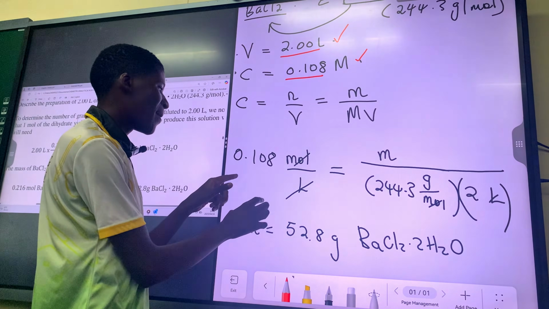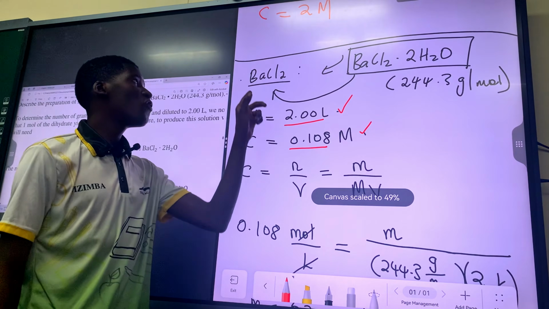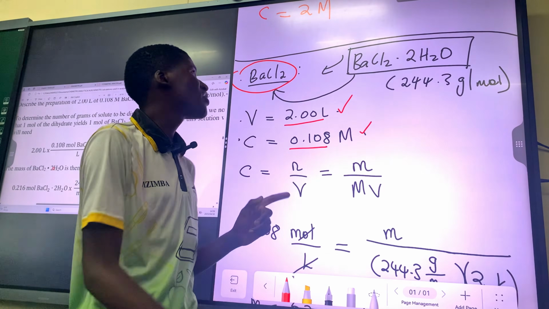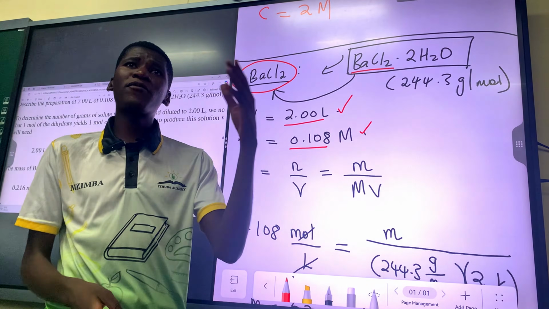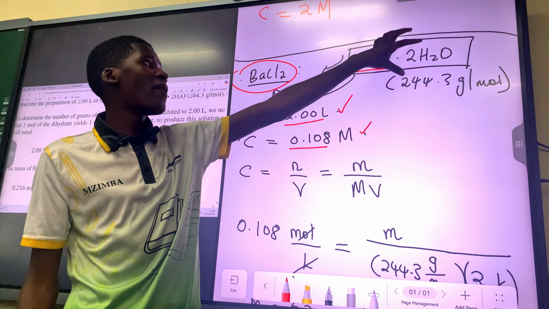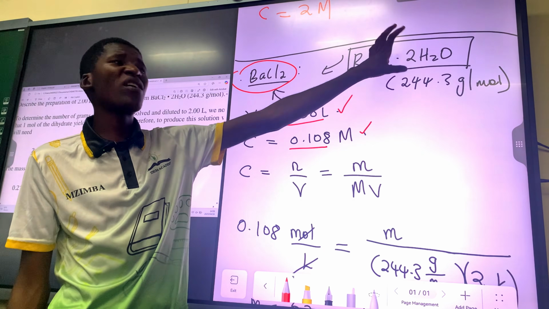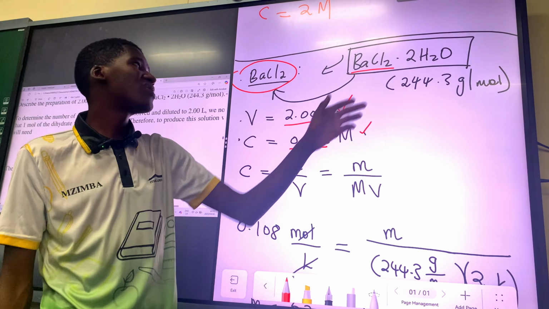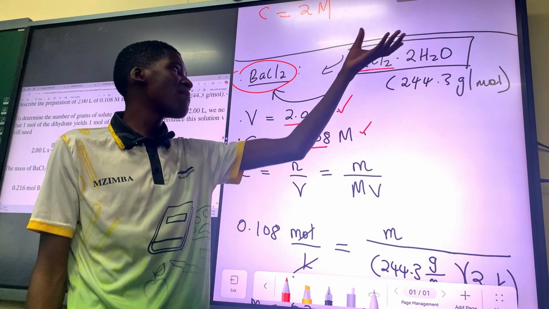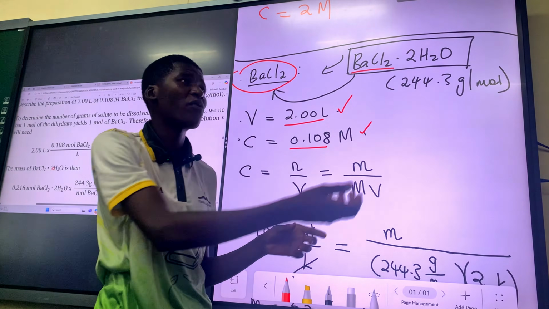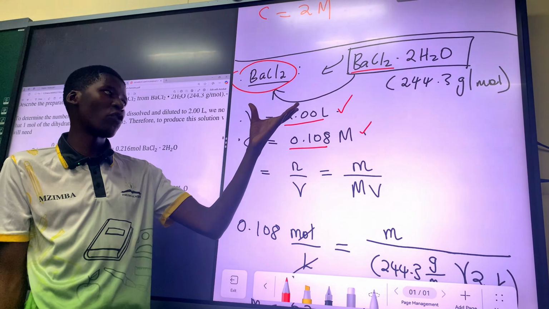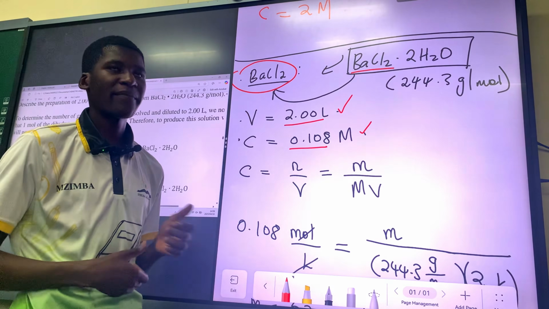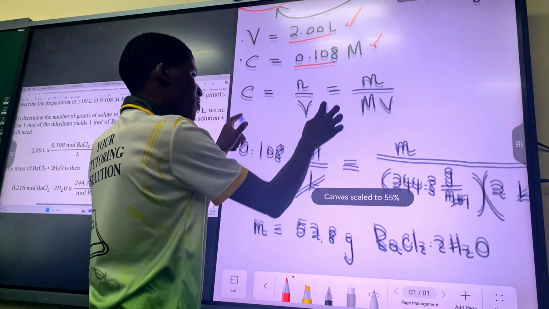So the idea here is that we are looking at these compounds a little bit. We want to prepare barium chloride, and we have barium chloride dihydrate. Do you see that both of these have barium chloride in them? How many BaCl2 do we have here? It's only one. So it means we'll just require the same mass as we calculated here, the mass required to create barium chloride with this volume and this concentration, because there is only one barium chloride. So in that case, you are not done, you conclude.